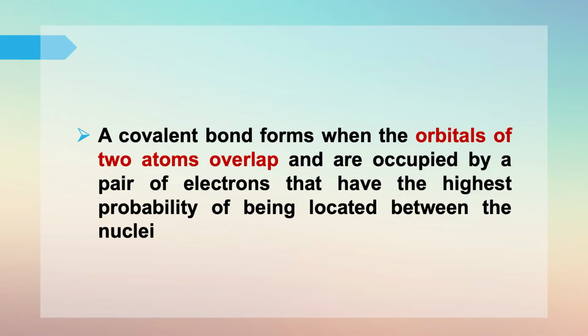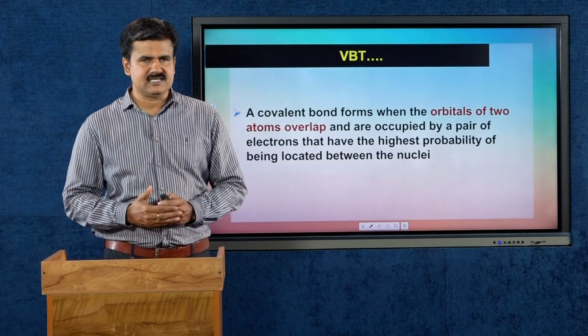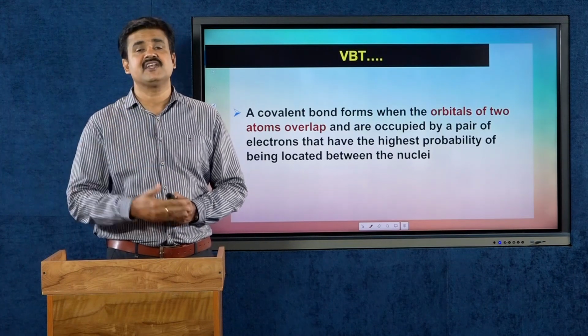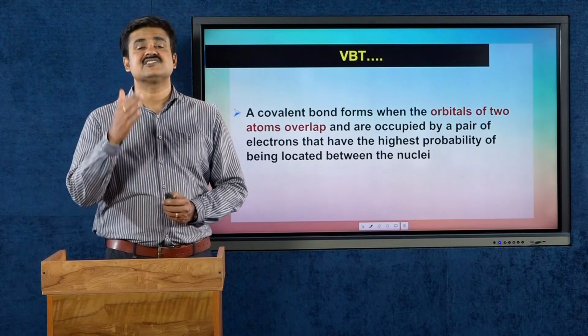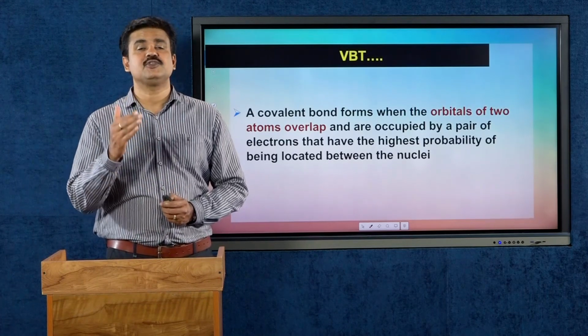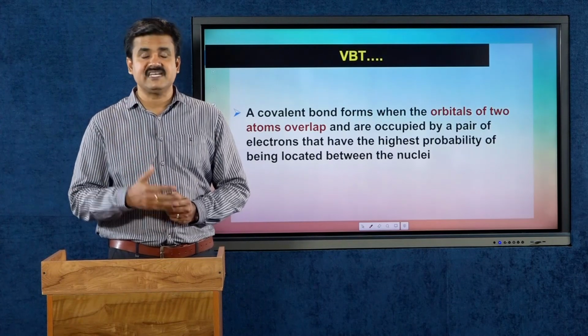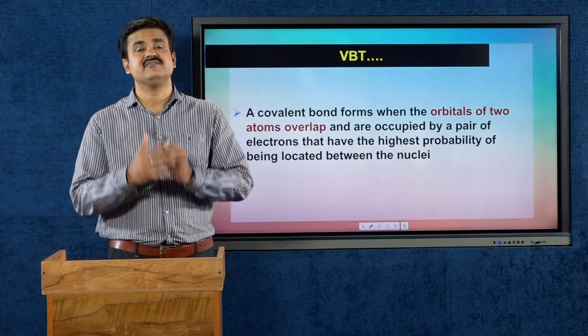Now, a covalent bond forms when the orbitals of two atoms overlap and are occupied by a pair of electrons that have the highest probability of being located between the nuclei. Here there is a term called probability. Probability means the possibility. That is, during the formation of a covalent bond by the sharing of electrons, the shared pair of electrons is most likely to be present in between the atoms. That is, there is a high probability of finding the paired electrons in between the atoms.